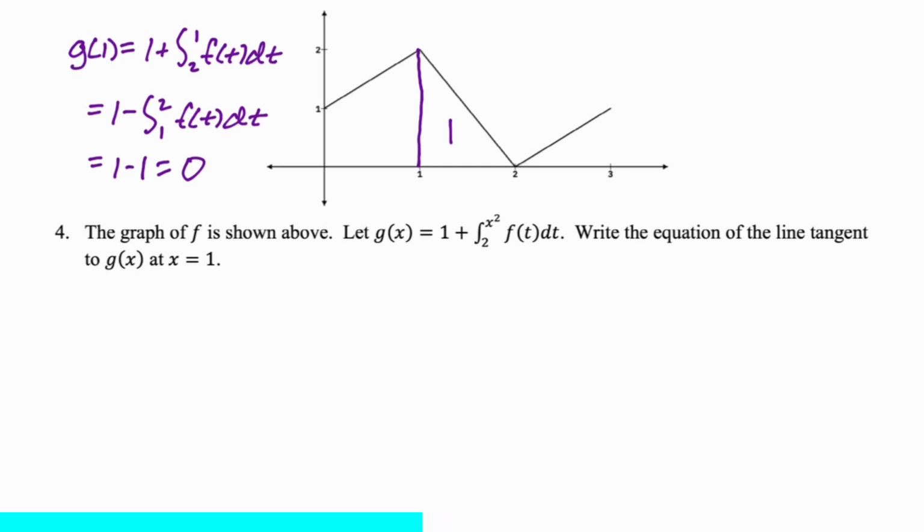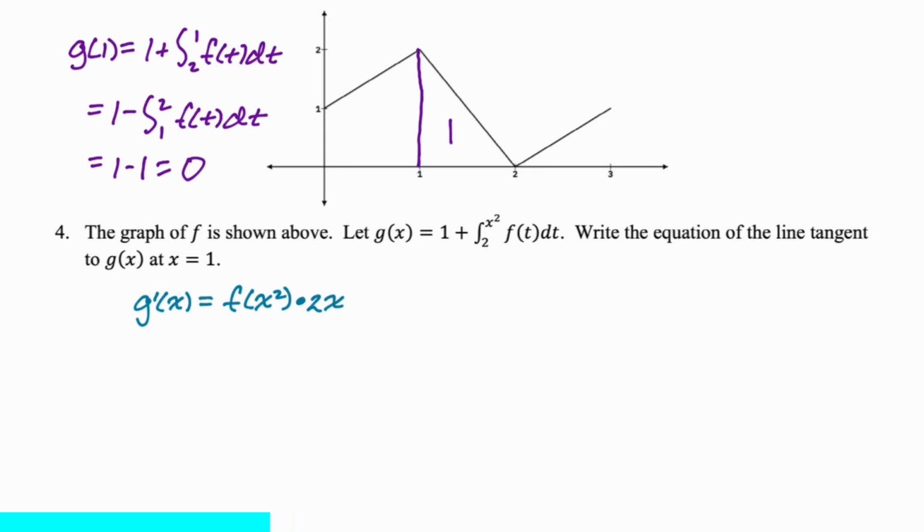We need to figure out what g prime is. So g prime is going to be the second fundamental theorem. We take the upper bound and we plug it in. That gives us f of x squared times the derivative of the upper bound. So you got to know the second fundamental theorem. It's the derivative of an integral. It's basically the chain rule.